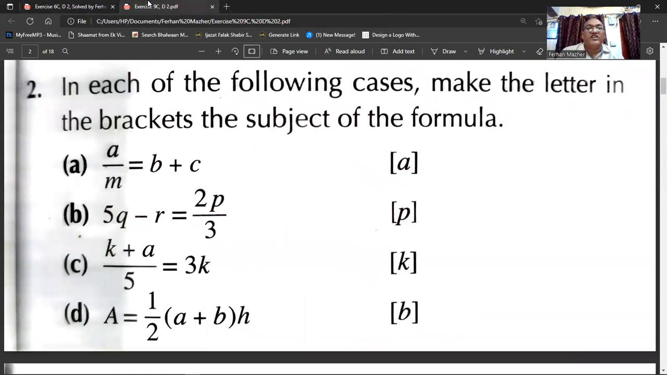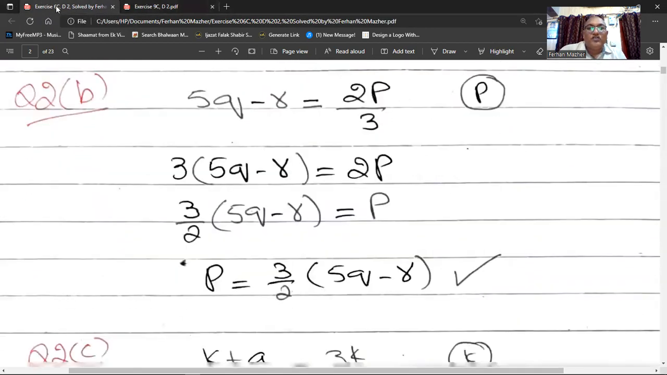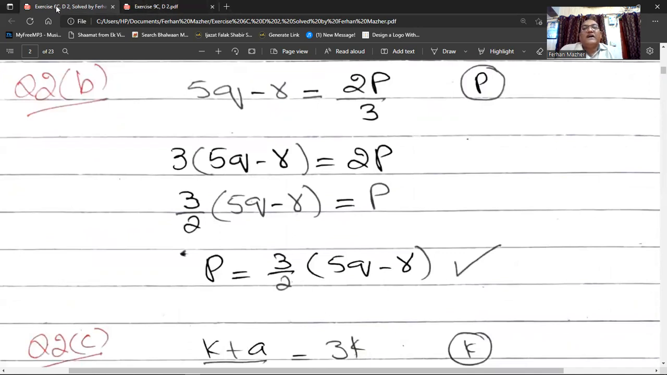The B part, it says 5Q minus R is equals to 2P divided by 3. We want P to be the subject of the formula. So here we go. I want P to be the subject of the formula. So what we will do, first of all, that 3 which was dividing on the right side, I will take it to the other side. So you will have 3 bracket 5Q minus R bracket close equals to 2P.